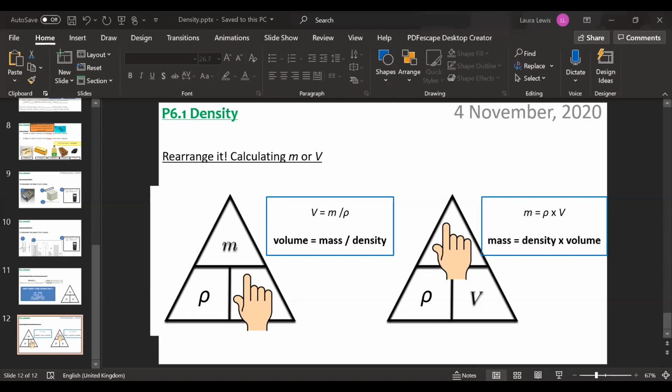So volume, that's what we didn't know, equals mass, so 24 grams, divided by the density. We're just going to copy and paste what we have here.